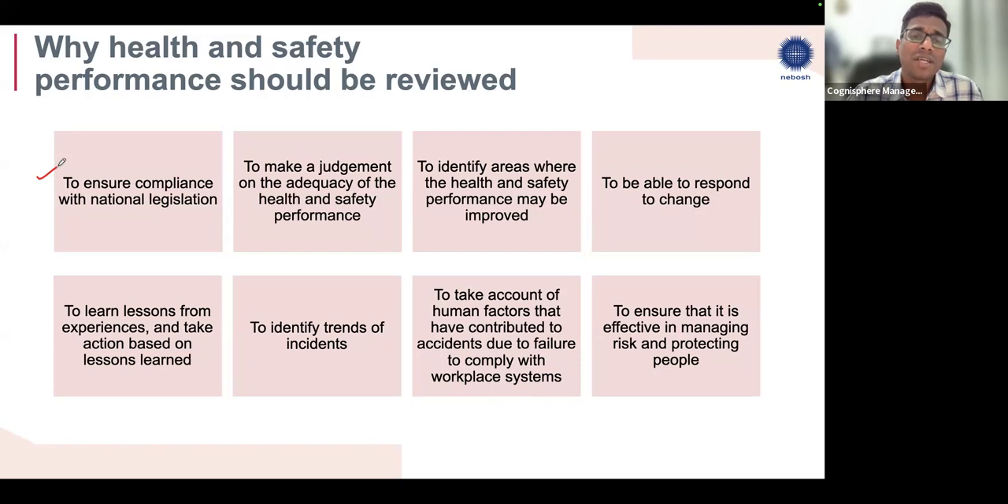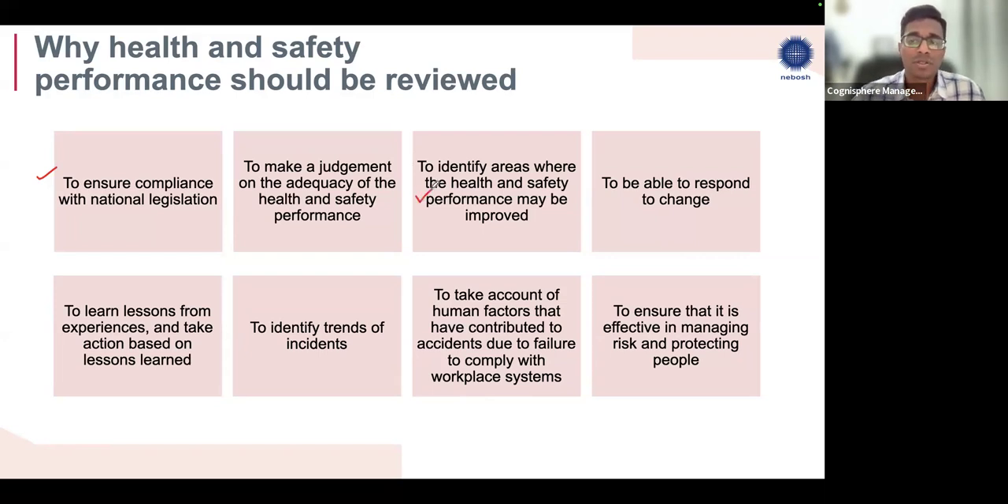So, to make a judgment on the adequacy of the health and safety performance. So the review will tell you whether your health and safety performance is improving or reducing. Okay. So if it is improving, then it would be seen as a positive indicator, and then you see it as a continual improvement. To identify areas where the health and safety performance may be improved.